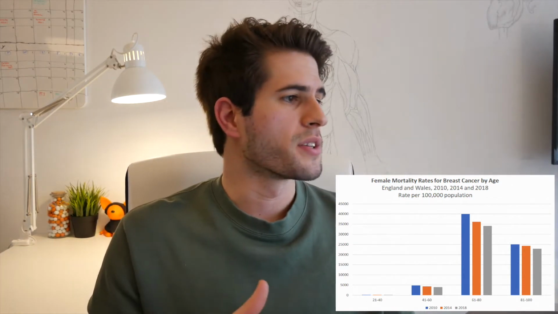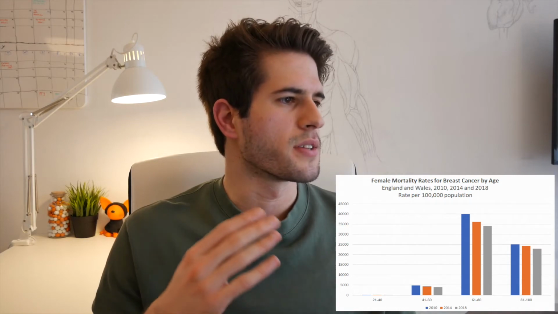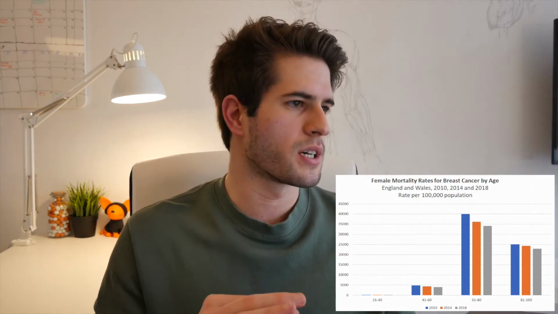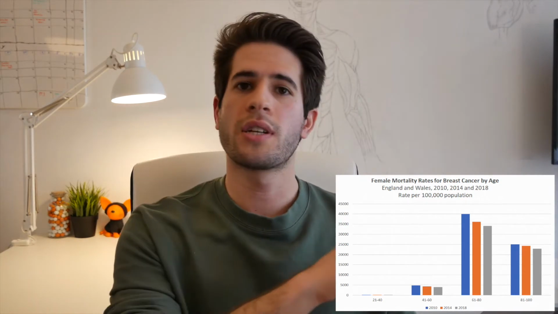So overall, we can see that from 2010 till 2018, within all age ranges, there has been a decrease in mortality rates, with the biggest decrease in mortality rates occurring in the 61 to 80 age range between 2010 and 2014. So stating the overall trend, but also where you see the biggest change and where you see the smallest change can also be useful.